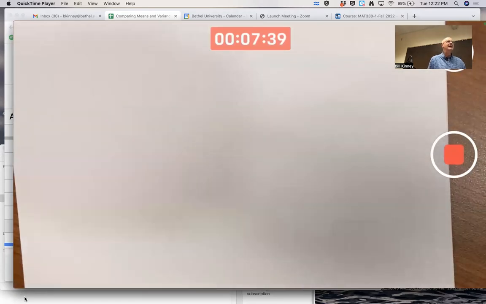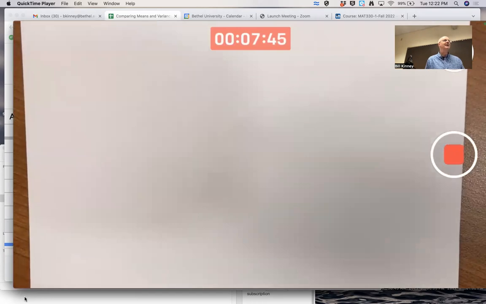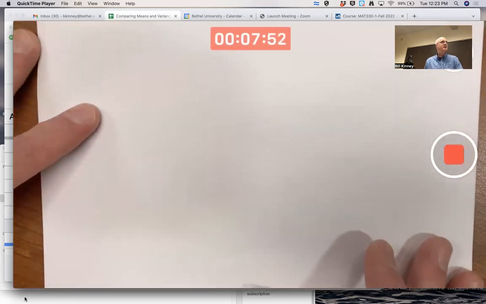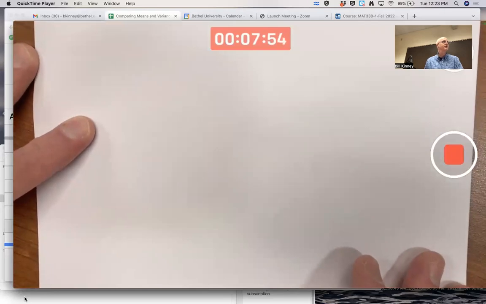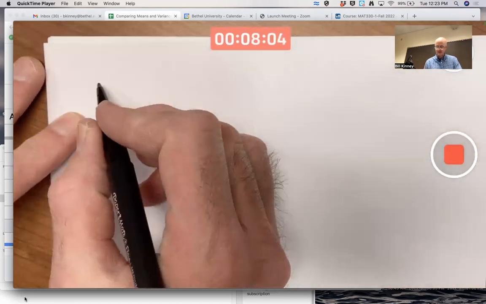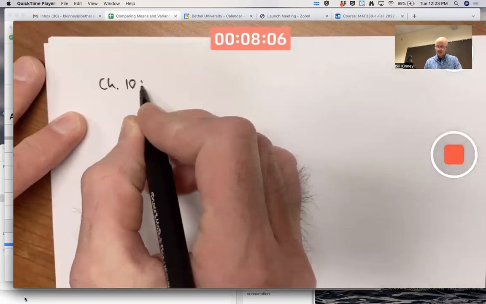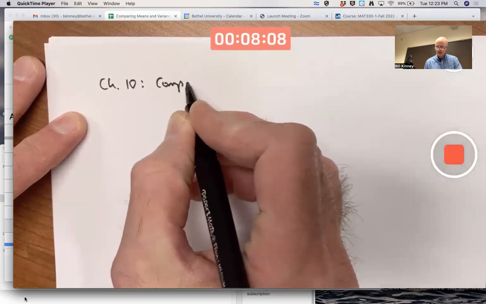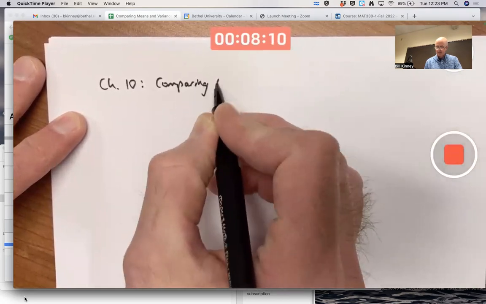So our main focus today is to focus on chapter 10. And in chapter 10, we focus on confidence intervals and hypothesis testing for means. The simplest situation is when you are doing confidence intervals and hypothesis testing for one mean. We've already done that. In chapter 10, it's about comparing means. Chapter 10, the main topic is comparing means.